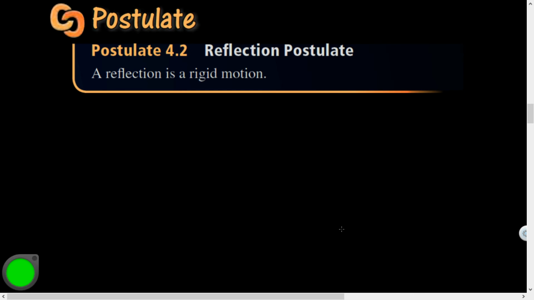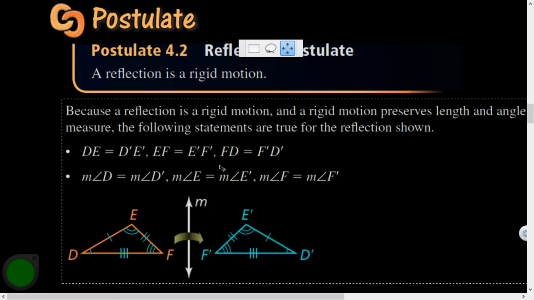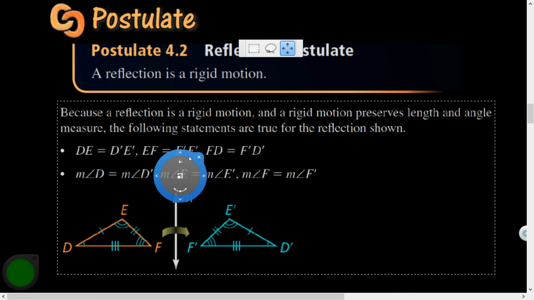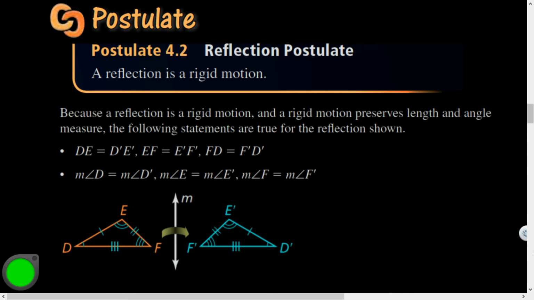Reflection postulate. A reflection is a rigid motion, right? And we had already hypothesized that. We made a conjecture about that, and I think you guys agree. So reflection is a rigid motion. The shape remains the same size, has the same angles.